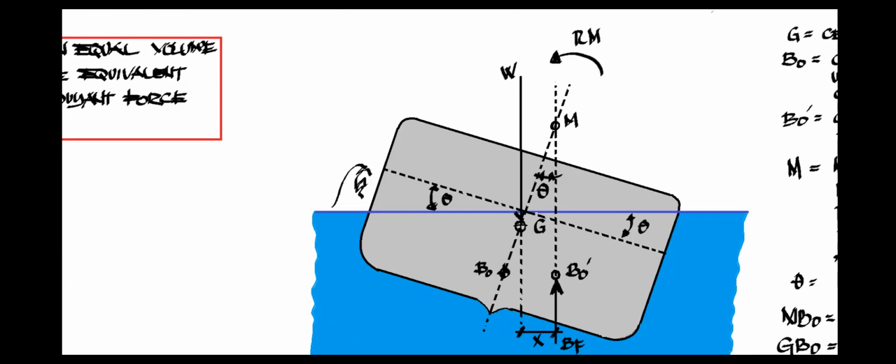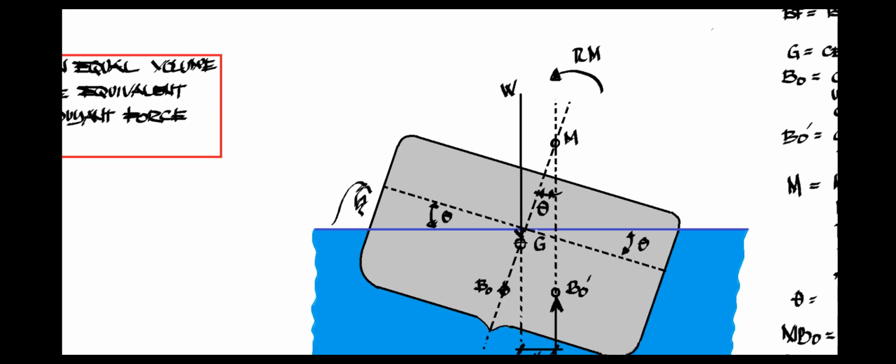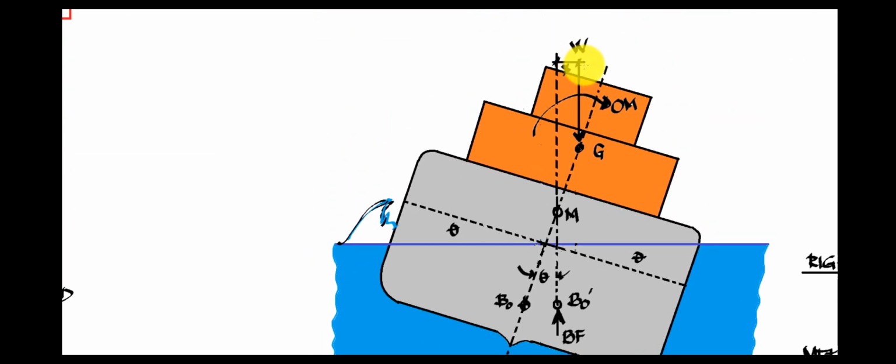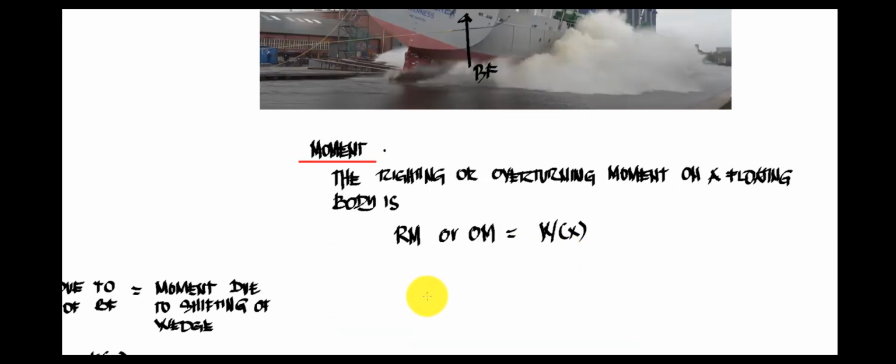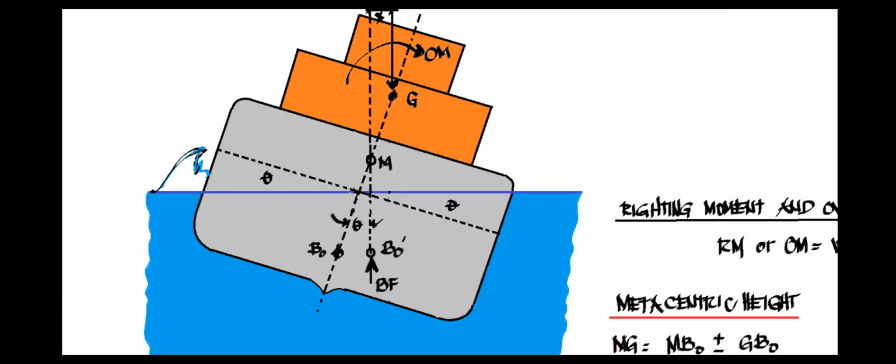So that will be the weight times the X, the displacement. And the same also here, we have your X. The value of your X, you will notice there is a form of triangle, so that will be the line MG. So we have the line MG, and we have your X here.